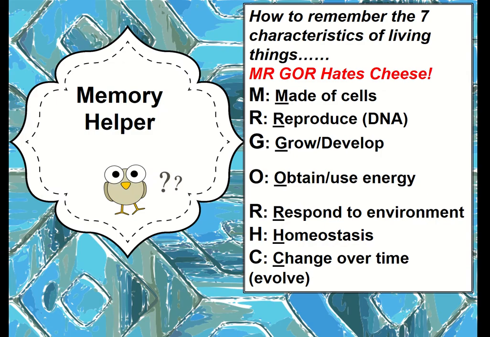We're going to learn 7 characteristics, and a way that I have for you to remember them is Mr. Gore hates cheese. So I'd like you to list these in your notebook. You should have a space for 7 characteristics of life. The first one is made of cells. Second, reproduce. When organisms reproduce, they pass on their DNA. They also have to be able to grow and develop, obtain and use energy, respond to their environment, maintain homeostasis, and change over time.